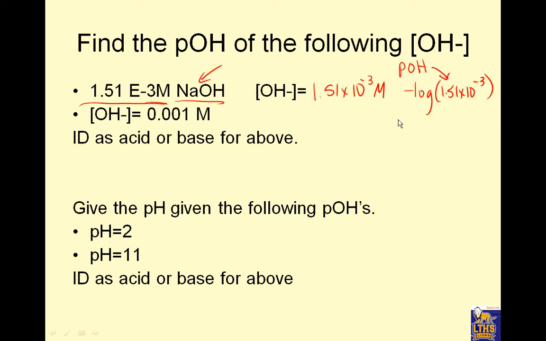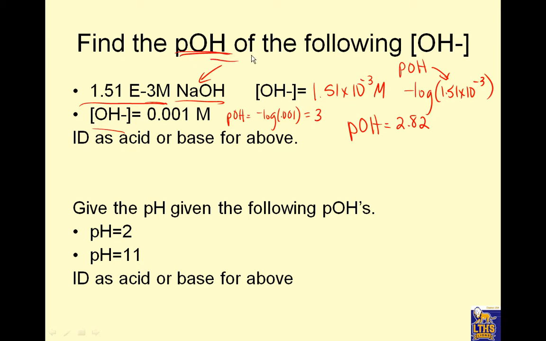Whatever you take the negative log of, you're getting the p of that. All right, so that is 2.82. And that's what you were looking for, pOH. pOH equals 2.82. So stop right there. Oh, look, it's the hydroxide concentration straight up. Negative log of that is the pOH. Negative log of 0.001. Hey, that's 1 times 10 to the negative something, so I already know the pOH is 3, if you can do that.